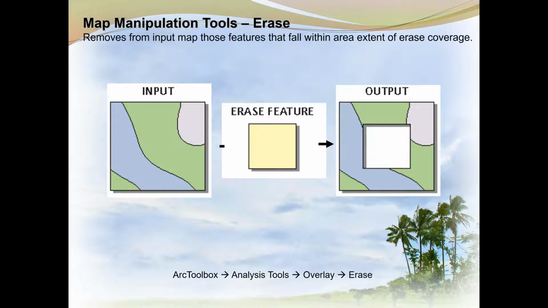And erase, where you remove something, like you cut something. Previously with clip you cut something and have the remaining part here. But for erase, it's the opposite. You get the remainders. It removes from the input map those features that fall within the area extent of the erase coverage. So for clip, you get the features within the cookie cutter, but for erase, you cut out the part and you have the leftovers.